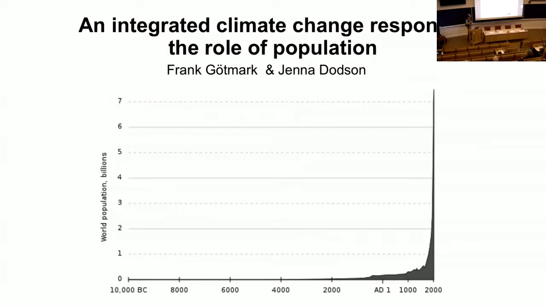The title of this talk is An Integrated Climate Change Response, the Role of Population. And you see this dramatic increase in the human population, 7.6 billion for the moment. And that happened over just the last 100 years. And there's a risk that this will continue by another 3.6 billion people. So, of course, this is behind the problem of climate change, as well as consumption is behind this problem.